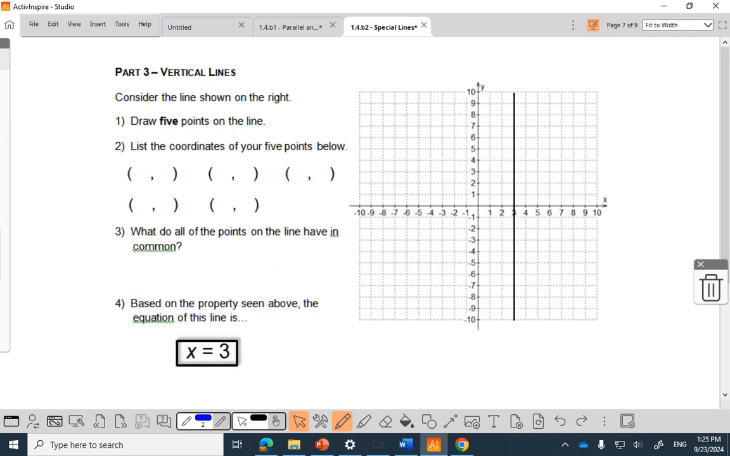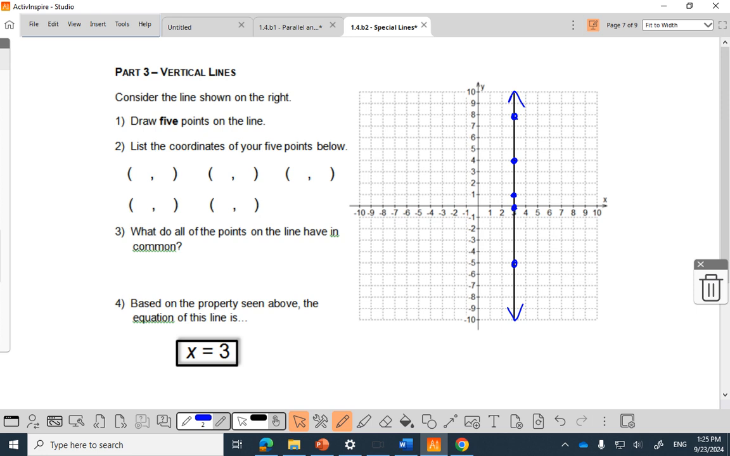Vertical lines. Here, maybe you can't see it very well on your page. There's the line I'm talking about, a vertical line. Draw 5 points on the line. Okay, here I go. 1, 2, 3, 4, 5. List the coordinates of the 5 points below.